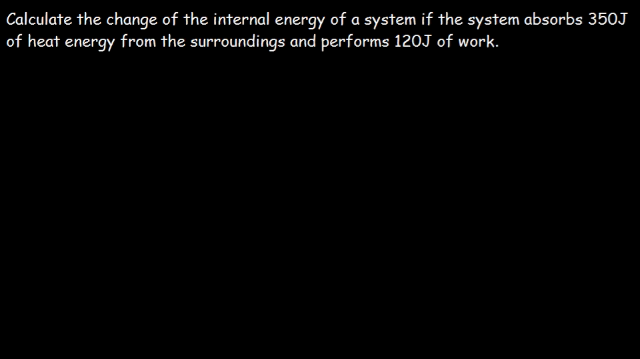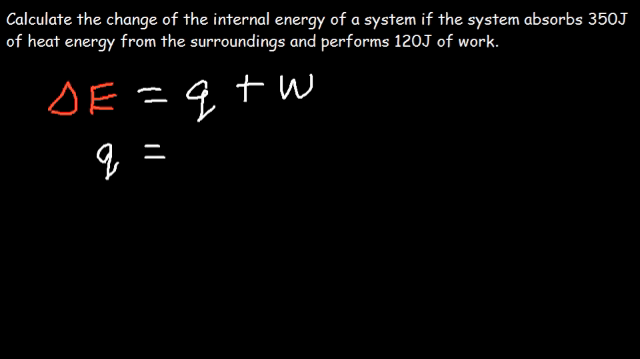So now let's work on a few practice problems. Calculate the change of the internal energy of a system if the system absorbs 350 joules of heat energy from the surroundings and performs 120 joules of work. The equation that we need is delta E is equal to Q plus W. What is Q? Q is the amount of heat energy absorbed or released. Notice that 350 joules of heat energy was absorbed. When heat is absorbed, it's endothermic, so Q is positive. So Q is positive 350 in this example.